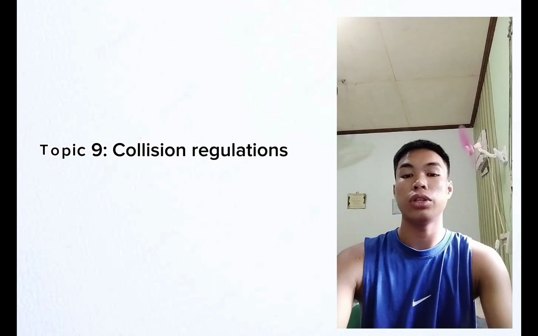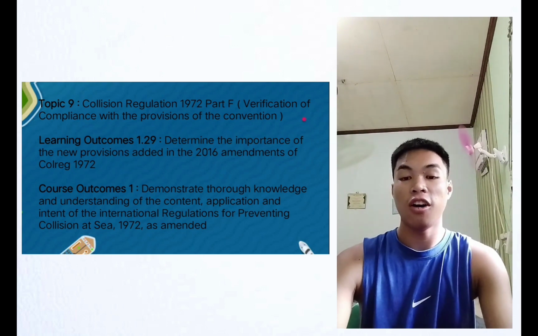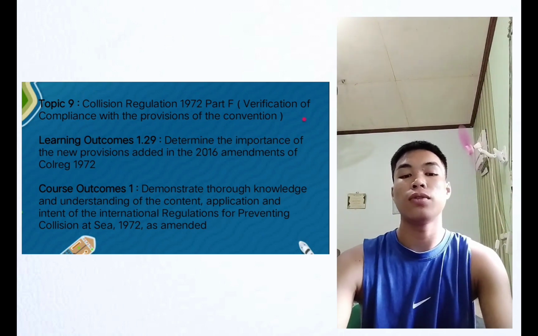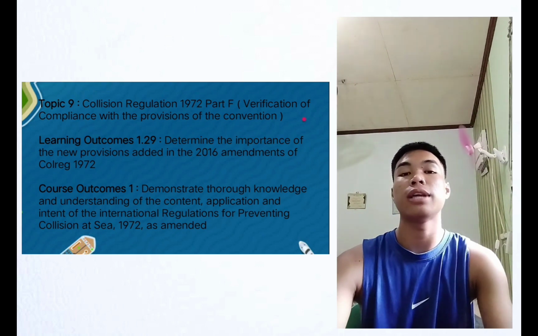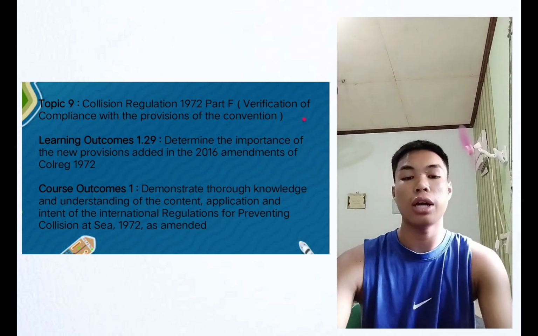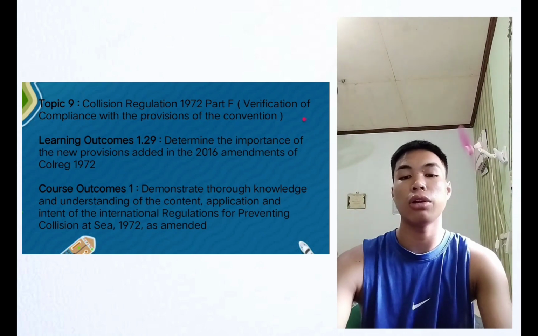Topic 9, Collision Regulations 1972 Part F, which is verification of compliance with the provisions of the convention. Here is the learning outcome 1.29: Determine the importance of new provisions added in the 2016 amendment of COLREGs 1972. And here is course outcome number 1: Demonstrate true knowledge and understanding of the content, application, and intent of the International Regulations for Preventing Collisions at Sea.